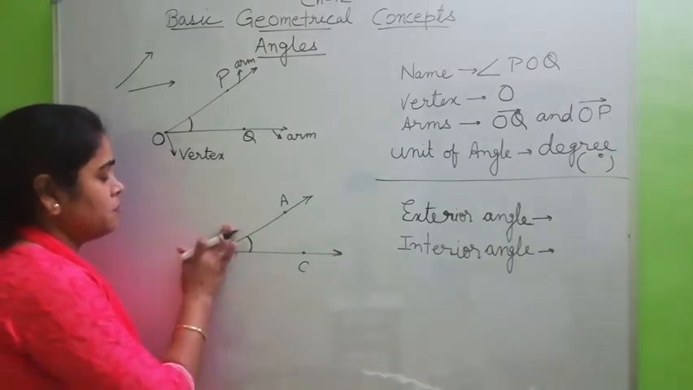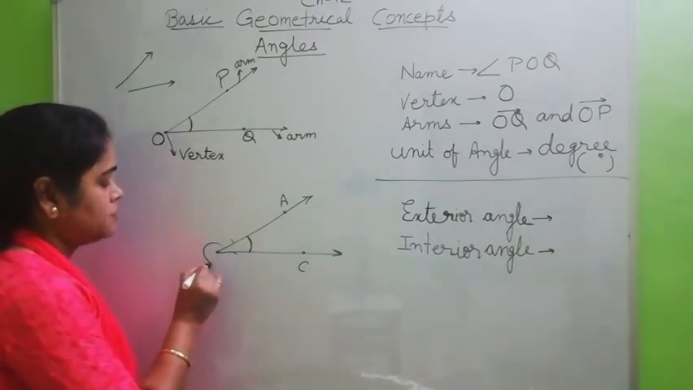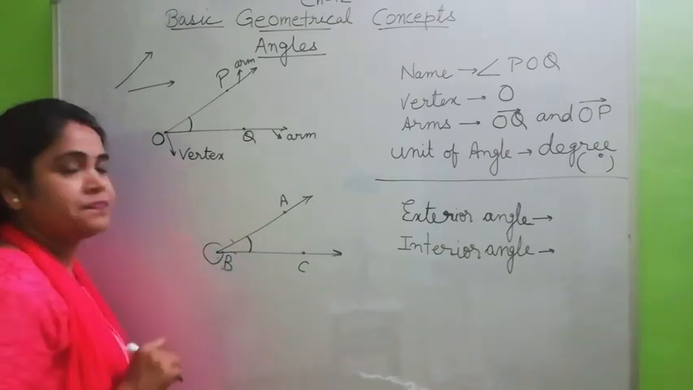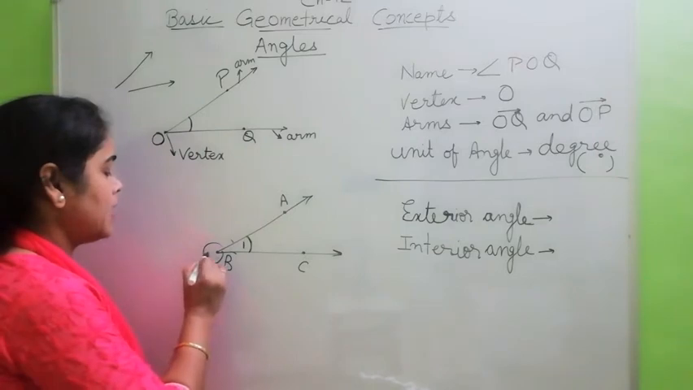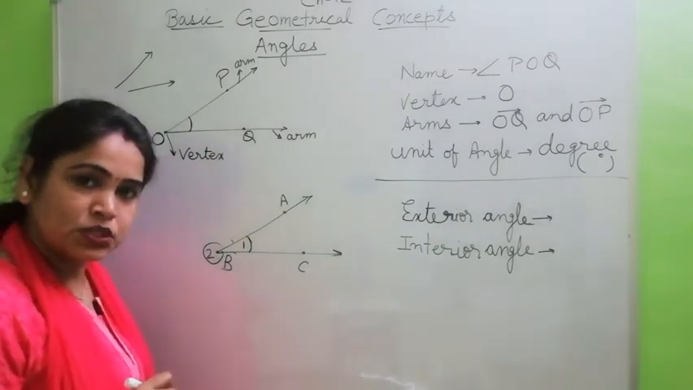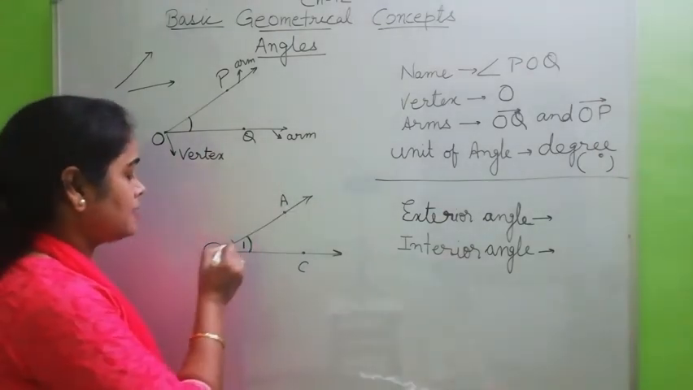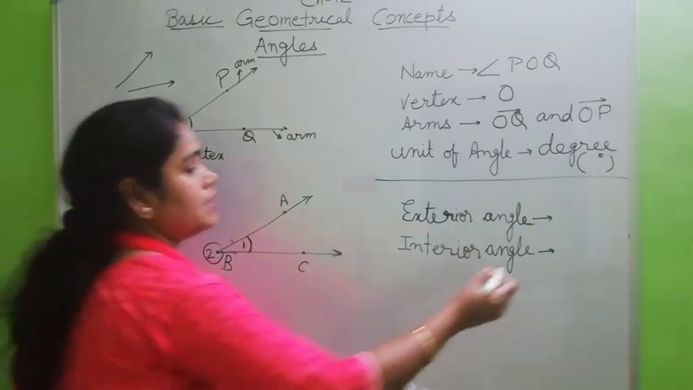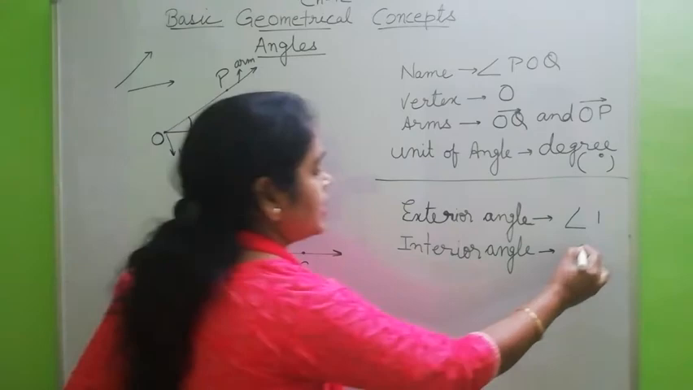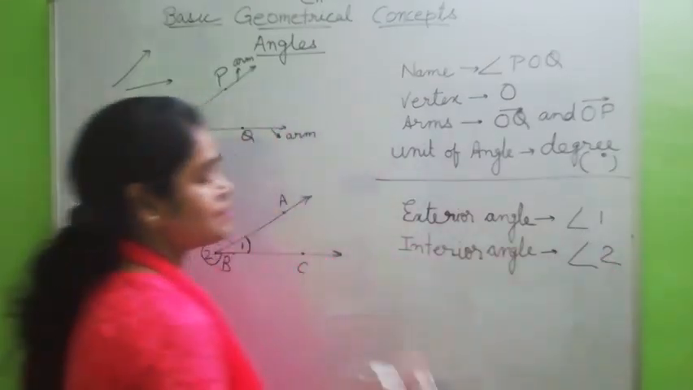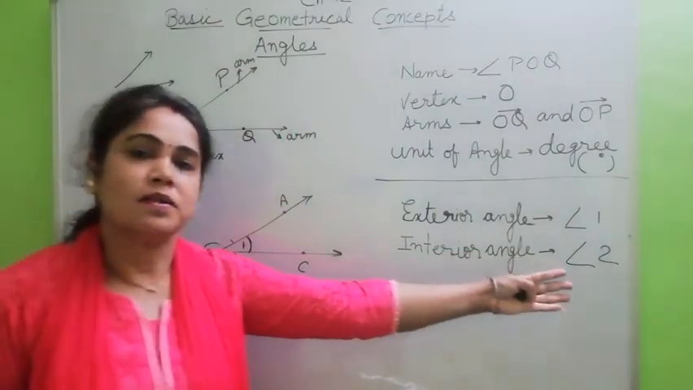You can make it more beautiful by showing it like this. This point is B. Okay. This angle ABC can be named as angle 1 and this angle can be named as angle 2. Then angle 1 is the interior angle and angle 2 is the exterior angle. We can write angles in this way also in short.